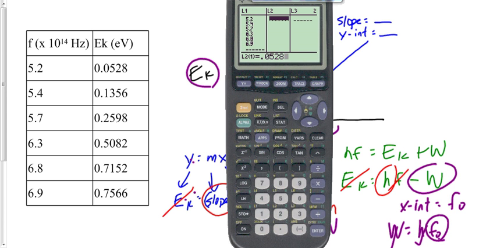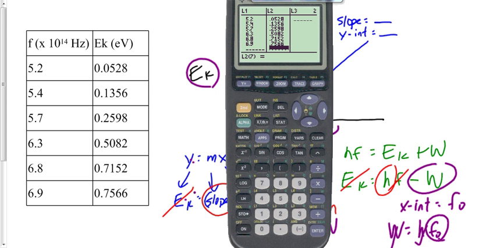0.0528. We've got 0.1356. We've got 0.2598, 0.5082, 0.7152, and 0.7566.